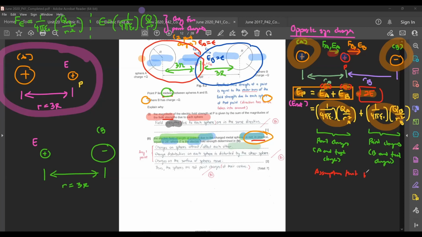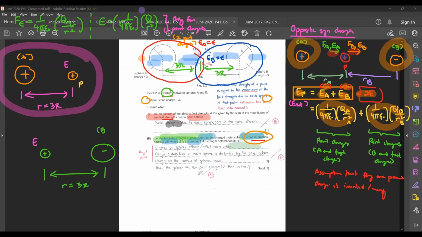So the only way that you will not get this one is if your assumption that they are point charges is invalid or wrong. Okay, because how you did this is that you're assuming that all your charges are point charges. So you assume that they're all point charges, you would get 2E. So the question is asking you right now to explain why it is not 2E. So you have to kind of explain why they are not point charges.